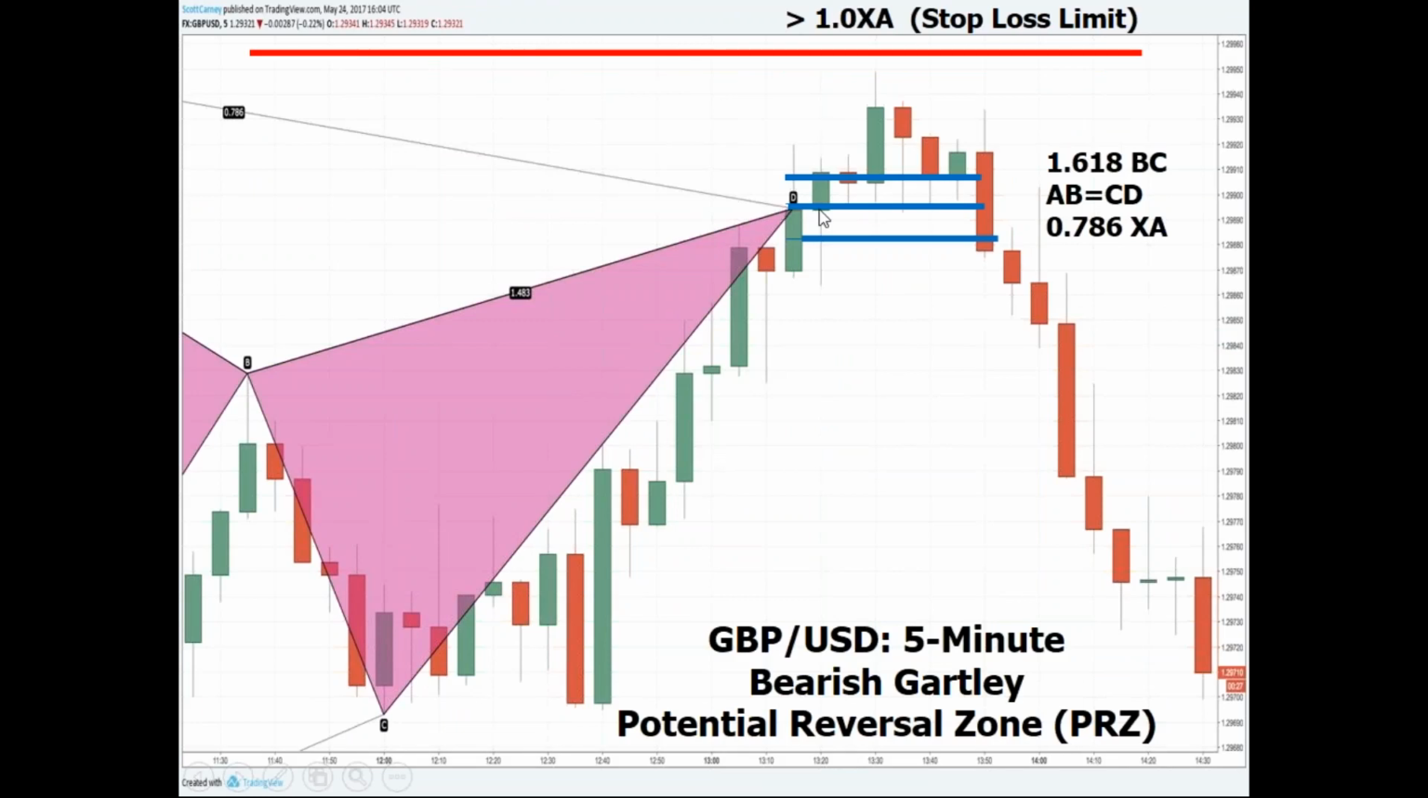Here we're looking at the price action in the potential reversal zone. So with all of our numbers here, as we're reaching and hitting the zone, we know we're very close to the anticipated reversal as soon as that ABCD and 786 are hit. And we're looking for the change in character right in this price range.